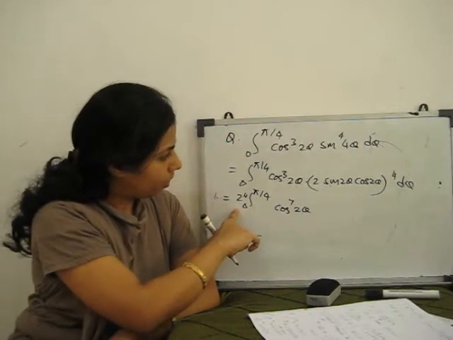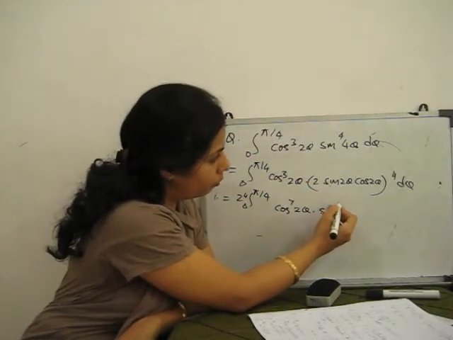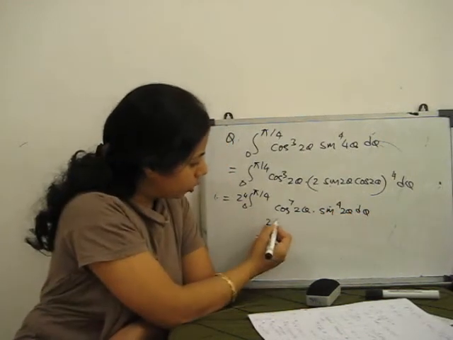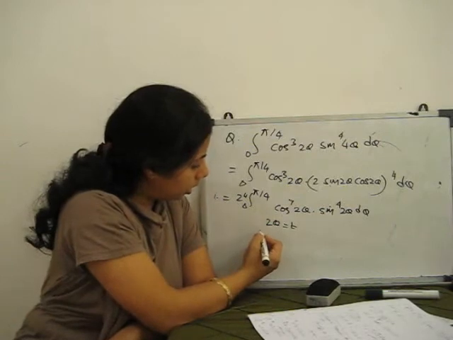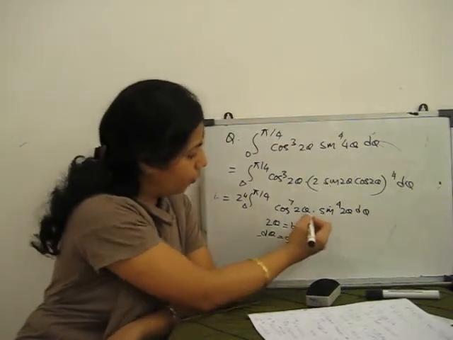Okay, so 2 to the power 4 goes outside. Then sine of 4 2 theta d theta. Again substitute 2 theta is equal to t. Then d theta is equal to dt by 2.